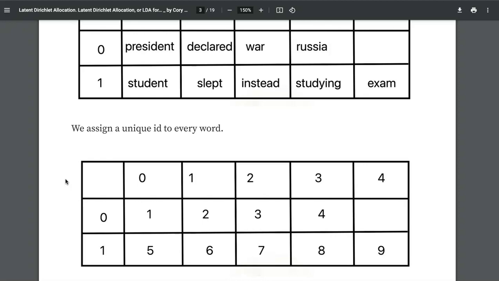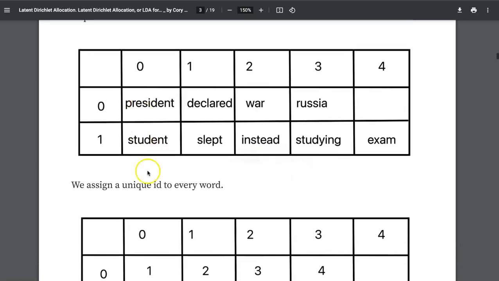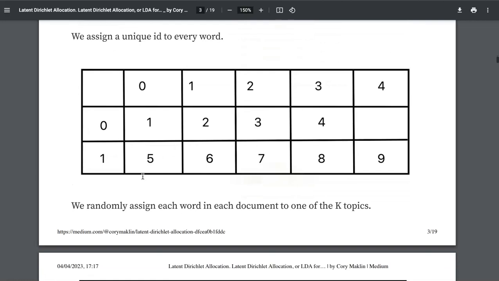This algorithm cannot deduce how many topic classes there probably are. So you need to tell it beforehand how many topic classes there should be. In this example, in our toy example, maybe there are 2 topic classes: topic class 0 and topic class 1.